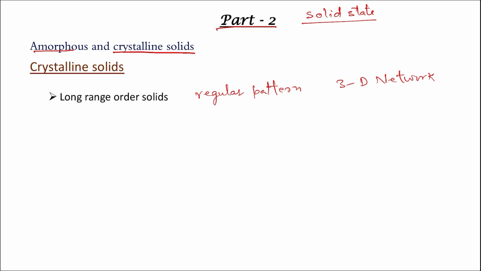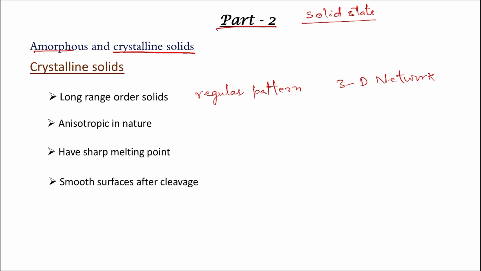Next, they are anisotropic in nature, means they have different values of the physical properties in different directions. Third, they have a sharp melting point, and fourth, whenever they are cut they always give smooth surfaces. So these are some characteristics.